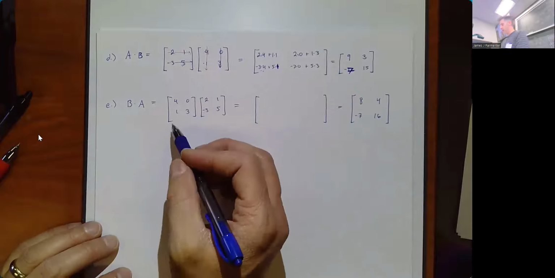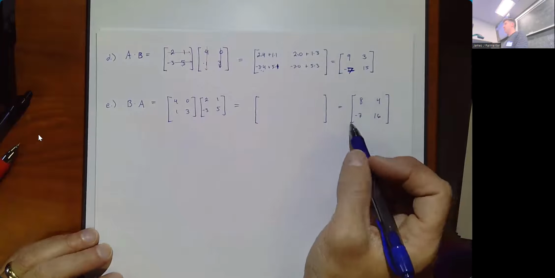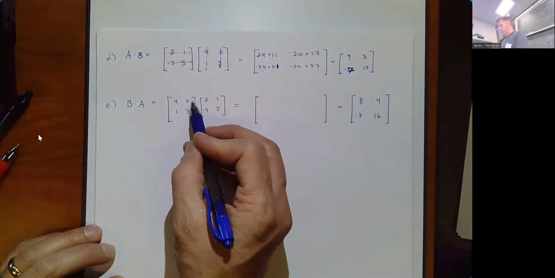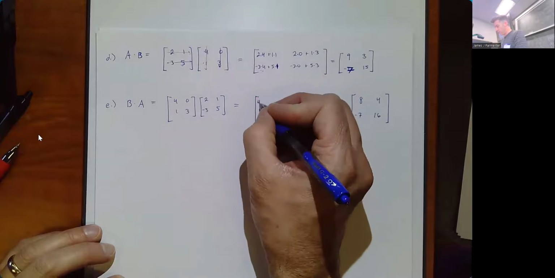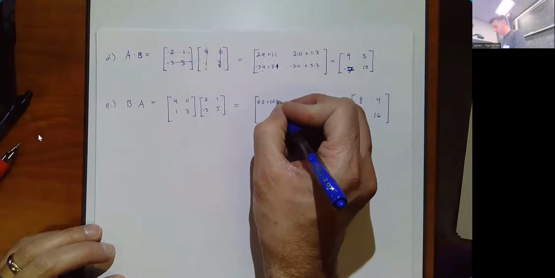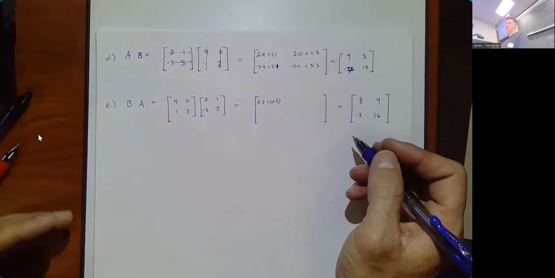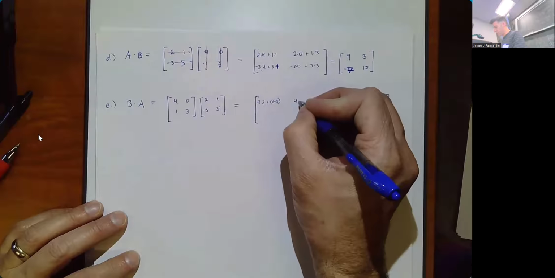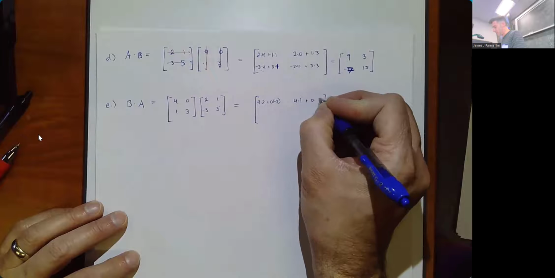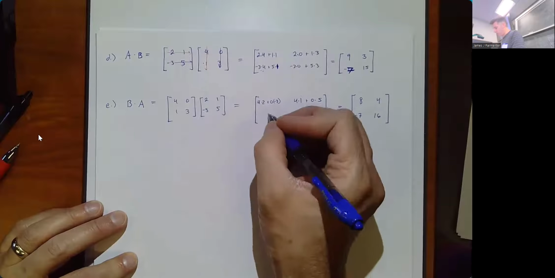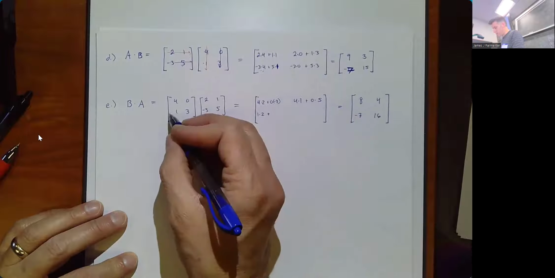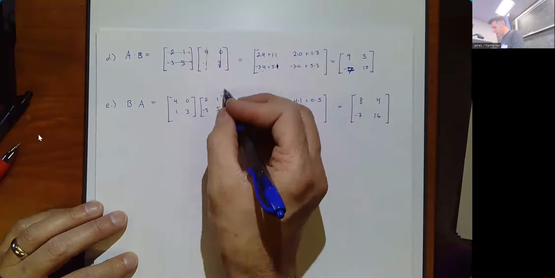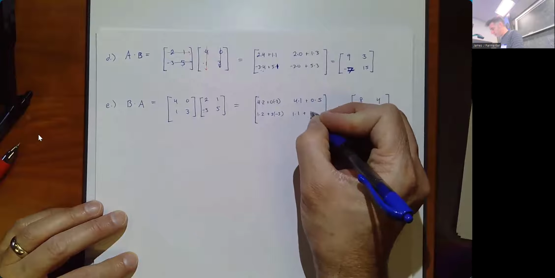All right, let's see what we've got here. So there's what the answer should be, just kind of trying to do it in my head. But let's actually write it out. So I'm doing my first row dotted with my first column. I get 4 times 2 plus 0 times negative 3. Seems a little silly to write 0 times anything, but it's good to still see what's happening here. First row, second column, we get 4 times 1 plus 0 times 5. Second row, first column, 1 times 2 plus 3 times negative 3. And second row, second column, 1 times 1 plus 3 times 5.